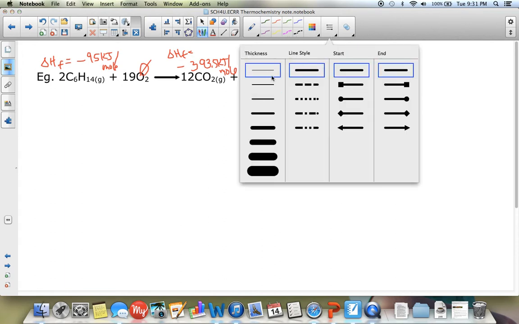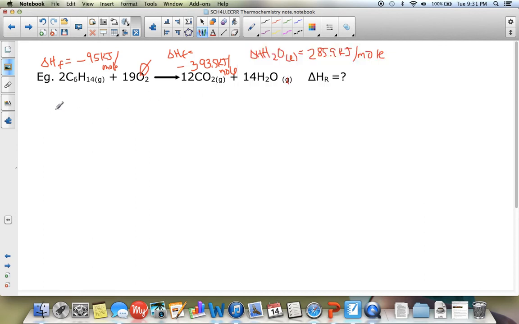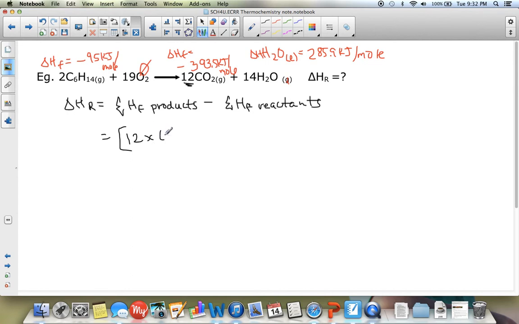All right, so if you would like to pause it right now to try the equation on your own, go ahead. All right. Heat of reaction is equal to the sum of your heat of formation of your products minus the heat of formation of your reactants. So our products, we've got carbon dioxide, we have 12 of them. This value here is per mole, so we have to times it by the number of moles we have. 12 times 393.5, don't forget your negative sign.